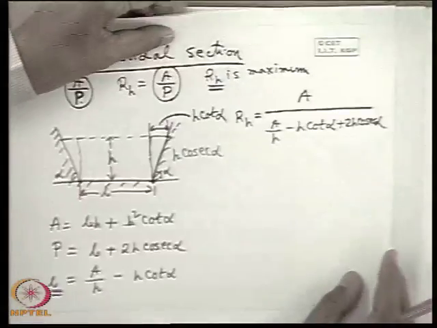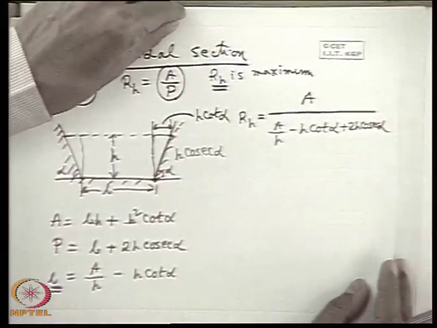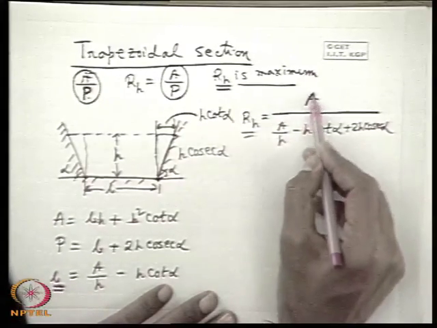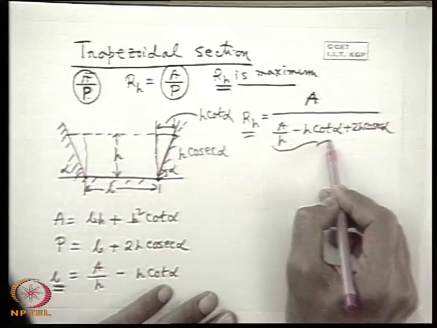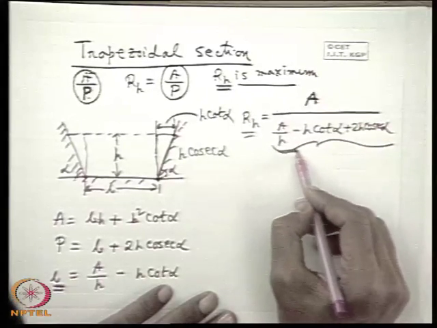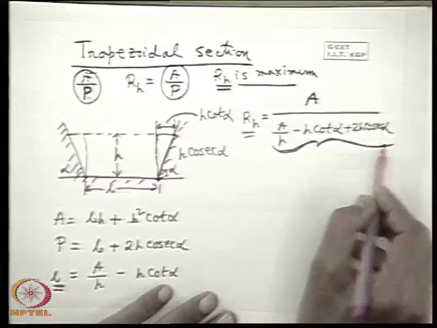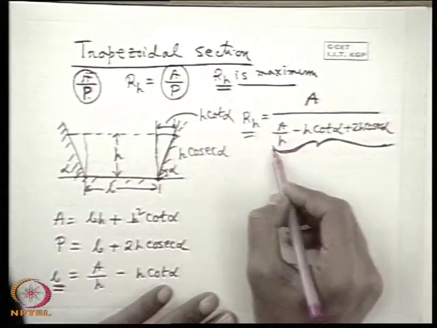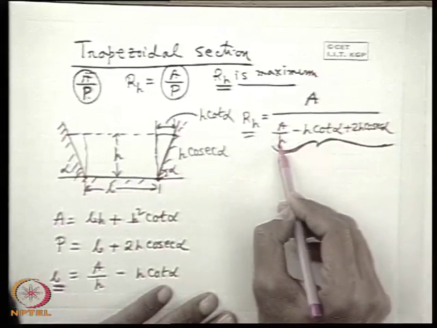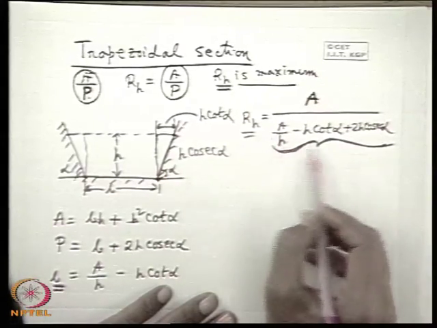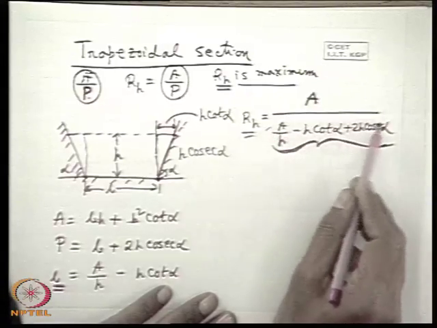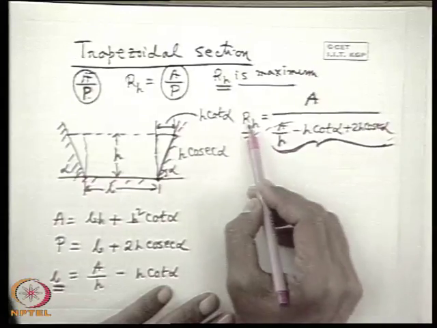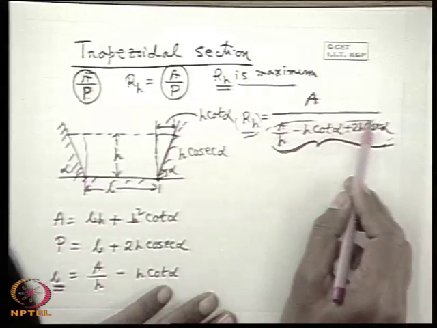Now you see that this is the value of RH. For a maximum of RH for a given area, with area constant, we need the minimum of the denominator. So we try to find the minimum value of the denominator for the optimum trapezoidal section. Now what are the variables? We try to find at what depth of flow this will satisfy the condition of maximum RH, that means the minimum of the denominator.